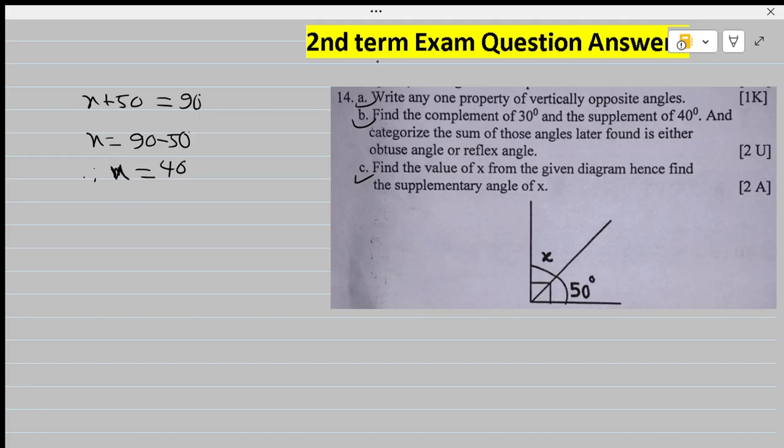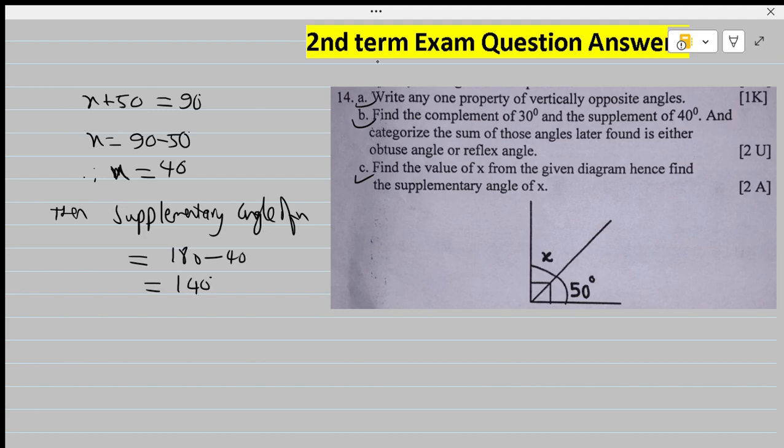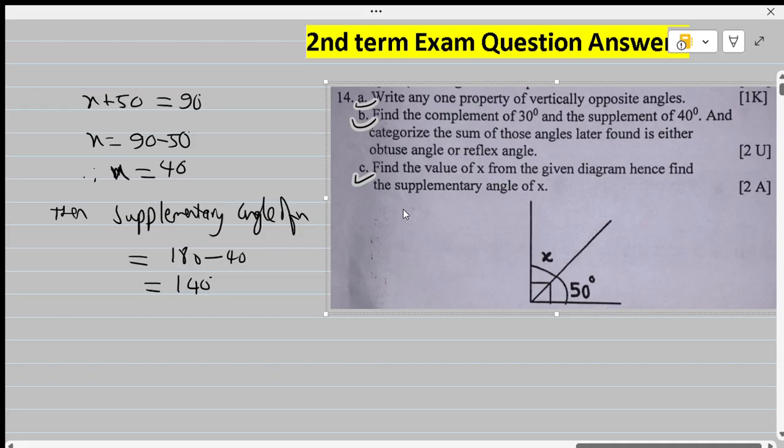And so once the value of x is found, what is said here? Find the supplementary angle of x. Then the supplementary angle of x is equal to, from 180 this 40 you have to subtract, so you get 140 degree. So that's it, is it? So it was number 14. And now I go with number 15. So for that I make this clear first.